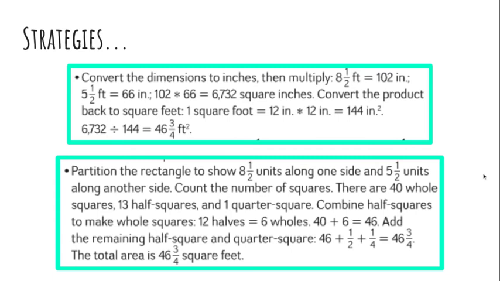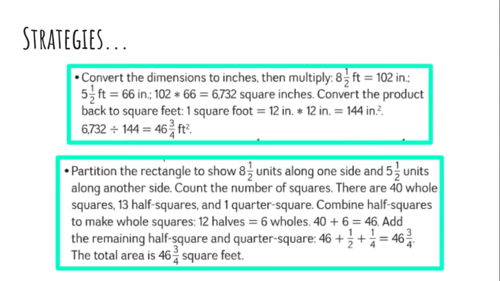If you want a more visual approach, you could partition the rectangle to show 8.5 units along one side and 5.5 units along the other side. We could then count the number of squares. We learned earlier in the week that square counting is a good way to find an area of a rectangle. There are 40 whole squares, 13 half squares, and 1 quarter square. That's a square that's a fourth of the size all the way around.